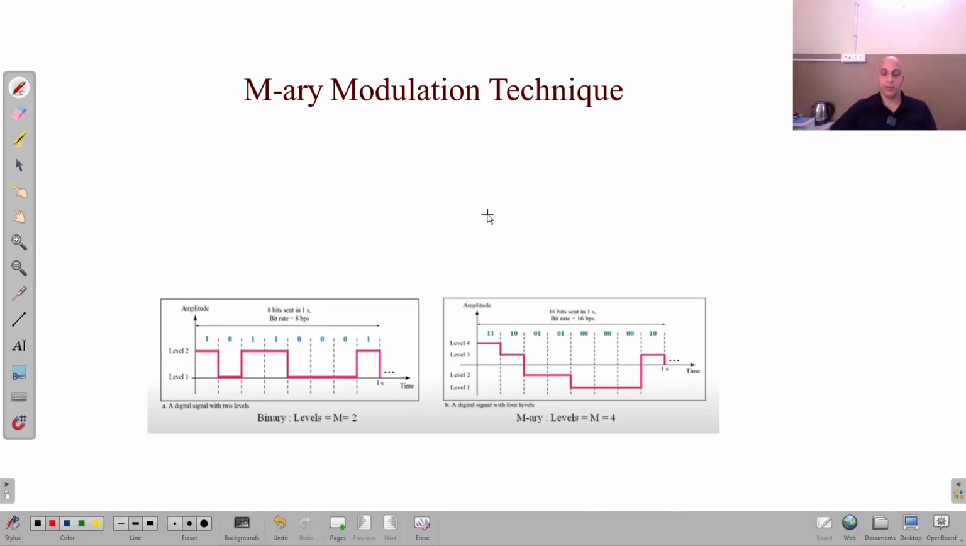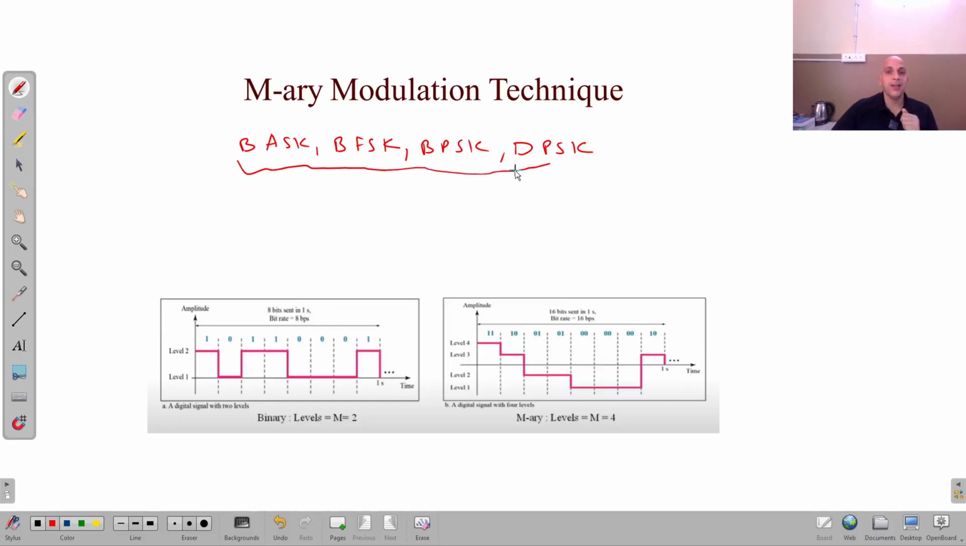In this lecture I am going to discuss the M-ary modulation technique, right? This is the next digital modulation technique that I am going to discuss in this lecture. Earlier we have discussed amplitude shift keying, also known as binary amplitude shift keying, then BFSK, binary frequency shift keying, then BPSK, that is binary phase shift keying, and then differential phase shift keying. All these techniques I have discussed in the earlier lectures. Now I am going to discuss this M-ary modulation technique here.